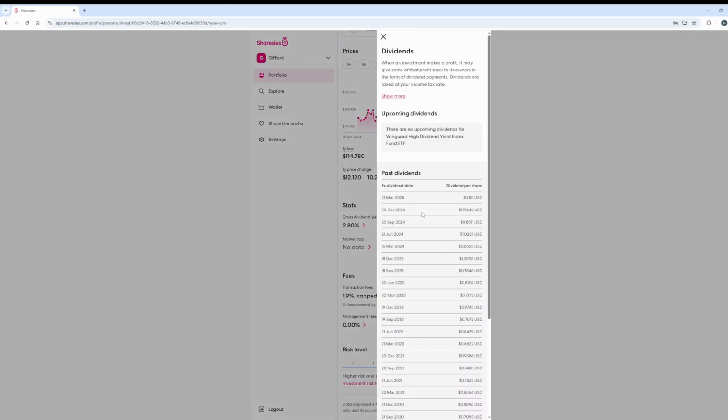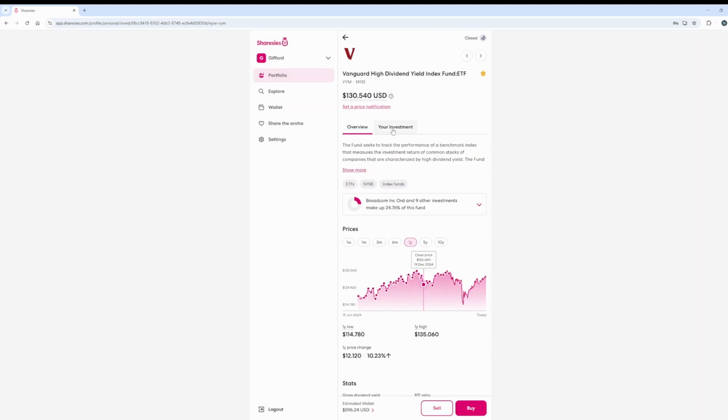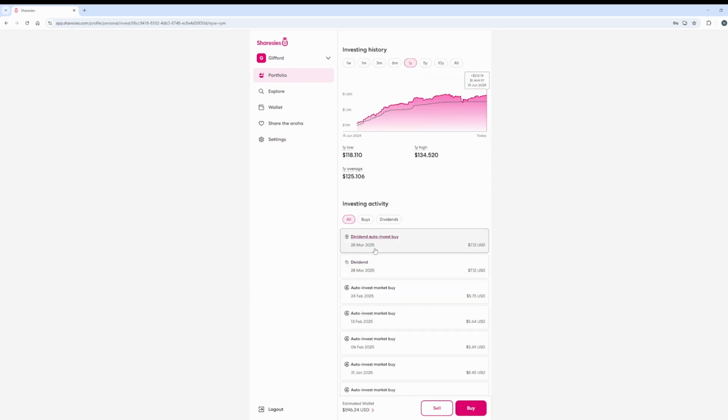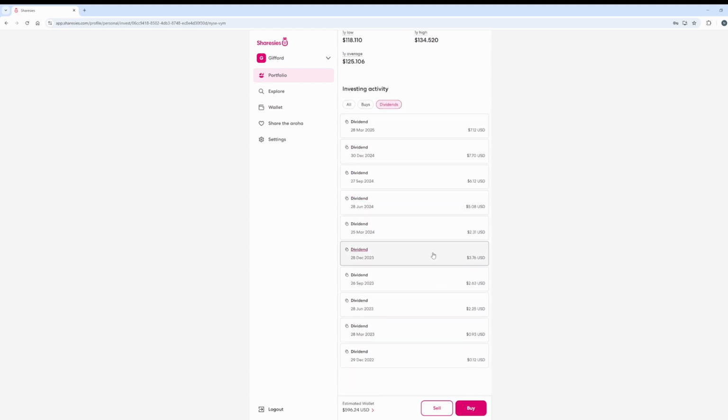If you click that, it tells you the information for the ex-dividend date, which is when you have to buy shares before that date, and then the payout per share. That is just standard information for that specific stock. You can go to your investments to see what that dividend payment actually is, click dividends, and you can see all the dividends recorded for you.